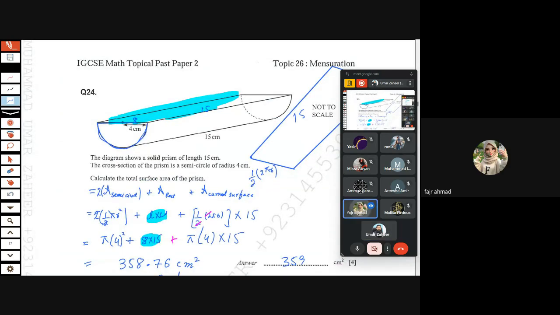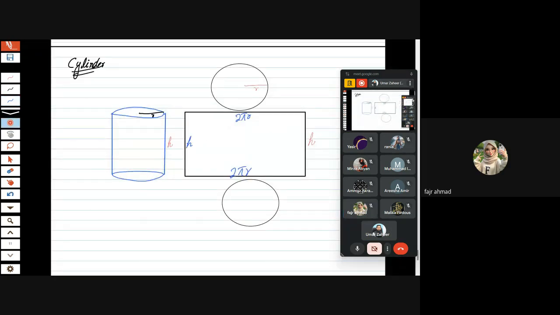Sir, does a prism have two bases? The prism has two bases, no, only one base. Okay, sir. Now in a prism shape we have a cross sectional area. The cross sectional area is going to be the same throughout. Means if you cut it from here, you will get a circle. If you cut from here, you will get a circle.